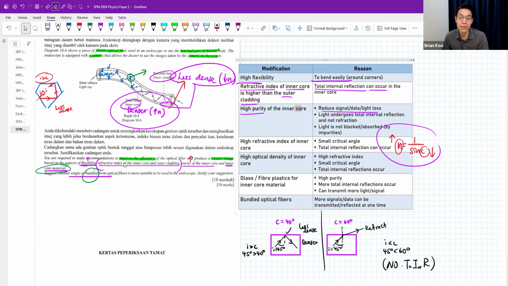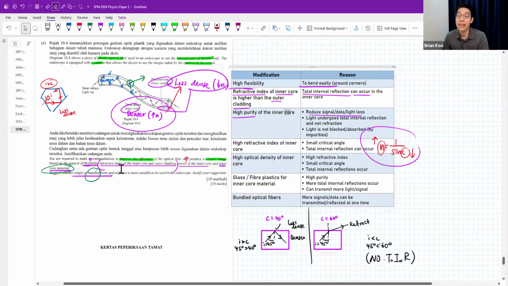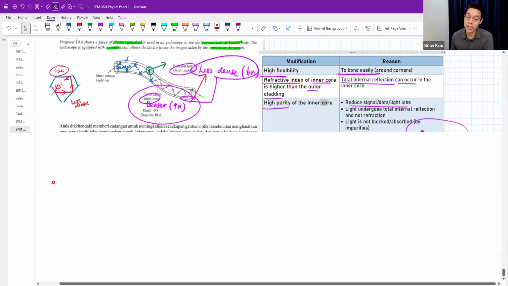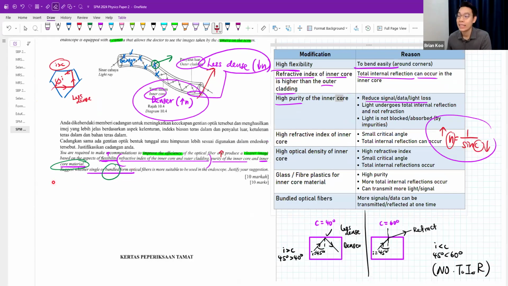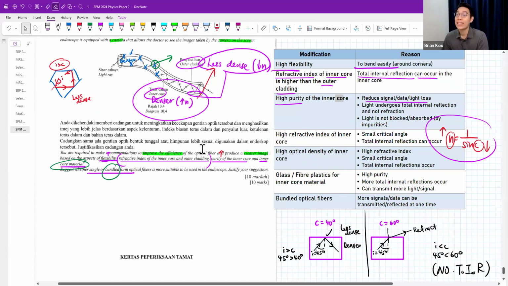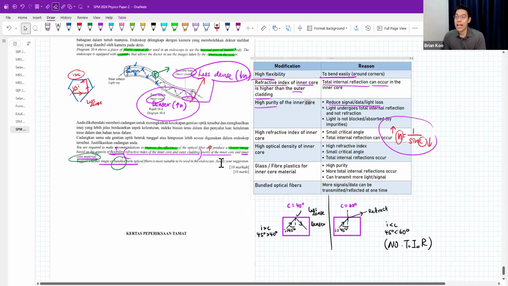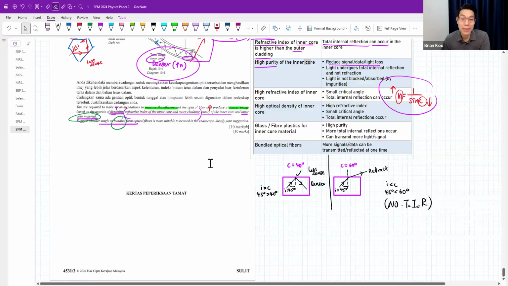Okay, and you must mention the bundle one because they asked to specifically mention the bundle one. So the bundle one is going to be 1 mark. Just transmit more signal. And that is the end of your SPM 2024 physics paper.